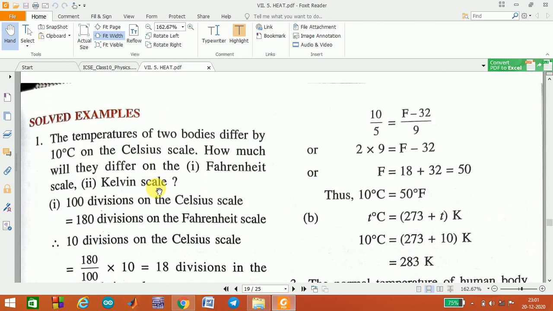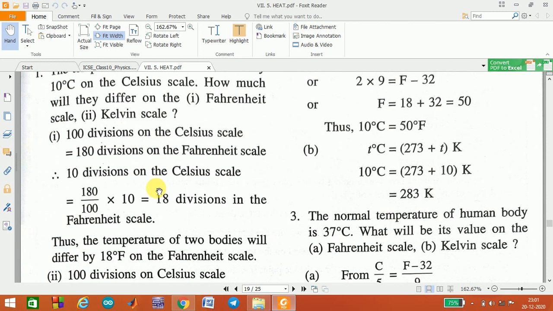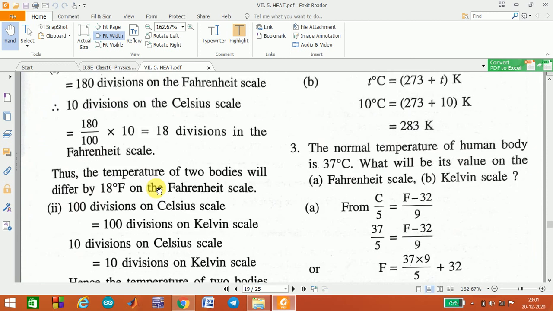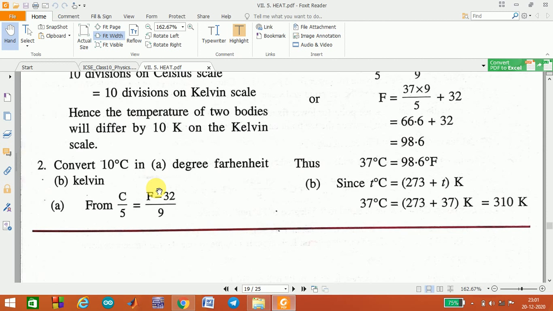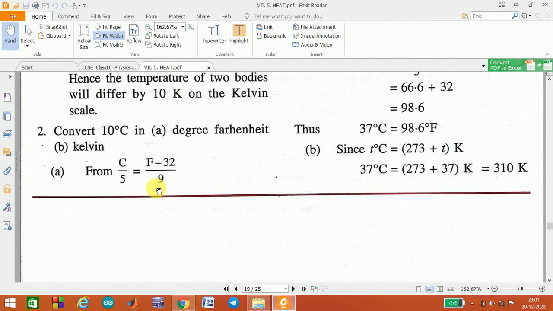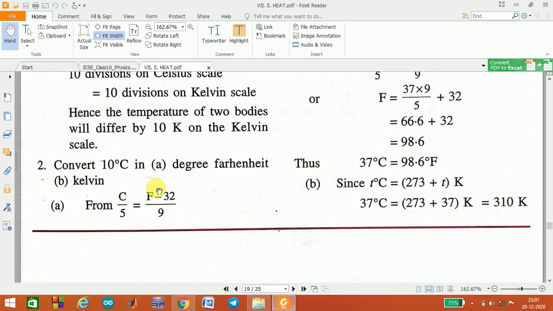Some examples are given. I hope you will see these examples. We have already discussed these examples in some previous classes also. How to convert from Celsius to Fahrenheit, Fahrenheit to Celsius, Kelvin to Celsius, like that. So this concludes your chapter 5, heat energy.